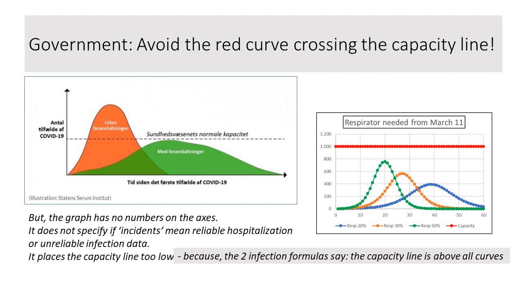But the graph has no numbers on the axis. It does not specify if incidents mean reliable hospitalization or unreliable infection data. And it places the capacity line too low, because the two infection formulas say the capacity line is above all curves.